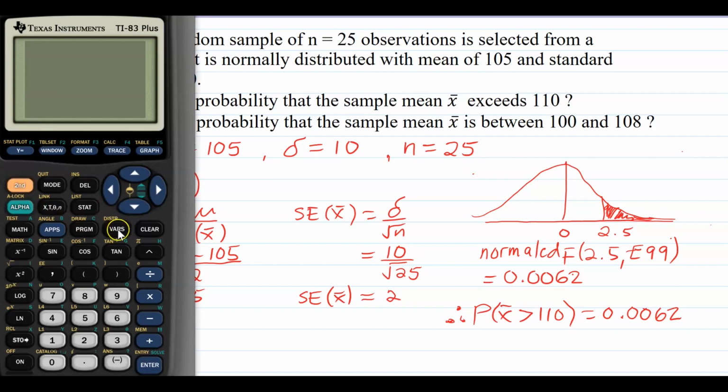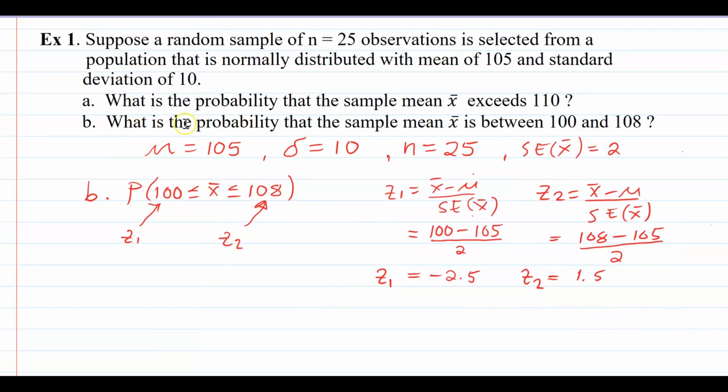We use the second function distribution and then select the second option, normal CDF, and then we enter 2.5, comma, and then E99, and press enter. That gives us the value 0.0062 with 4 decimal places. That means the probability that x bar exceeds 110 is equal to 0.0062.